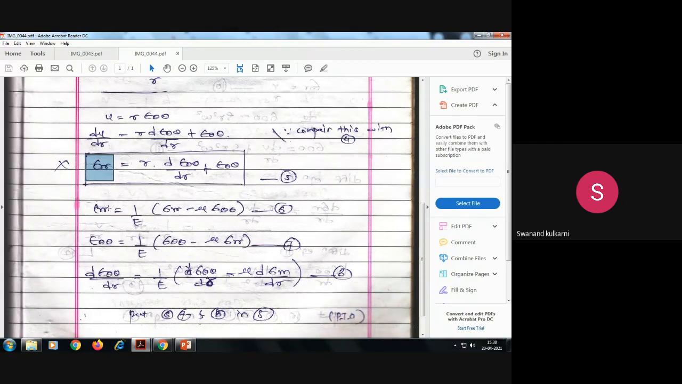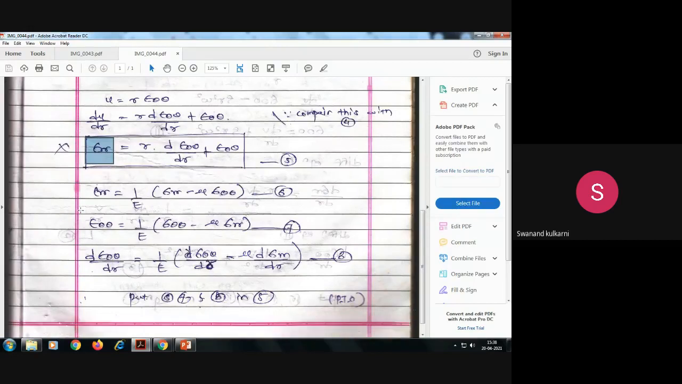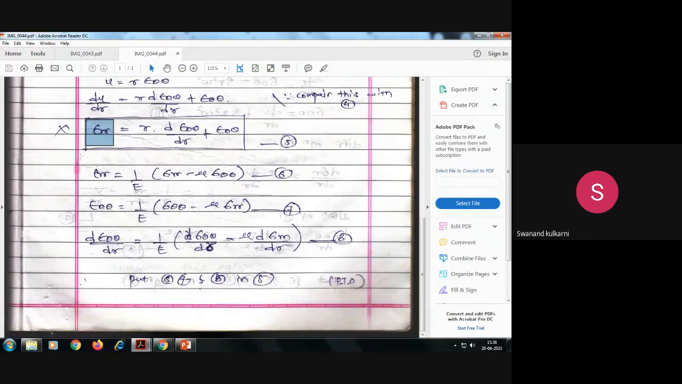Now we are making small modifications, but before going to small modifications, once again we are taking into consideration that epsilon rr is equal to 1 upon E into bracket sigma rr minus mu into sigma theta theta. This we know from the strength of materials concept, or analysis of mechanical elements.